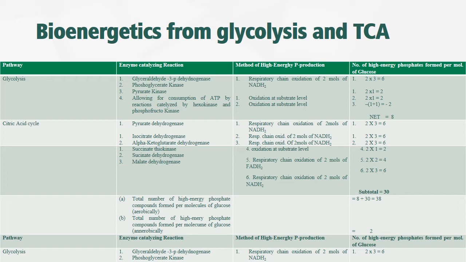Then the total number of high energy phosphate compounds formed per molecule of glucose anaerobically is 2. Pathway, enzyme catalyzing the reaction, method of high energy phosphate production. You have glycolysis, glyceraldehyde 3-phosphate to glycerate 1,3-bisphosphate, respiratory chain oxidation of 2 moles of NADH2. You have 2 times 3, you have 6. So the total net ATP produced from glycolysis down to TCA is 8.